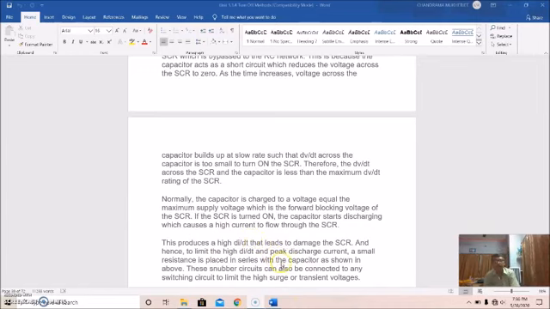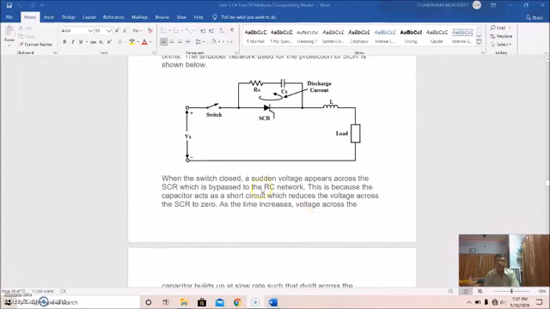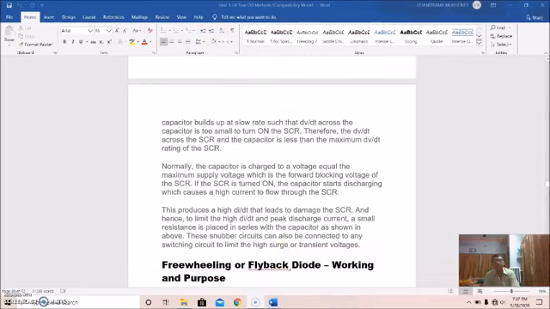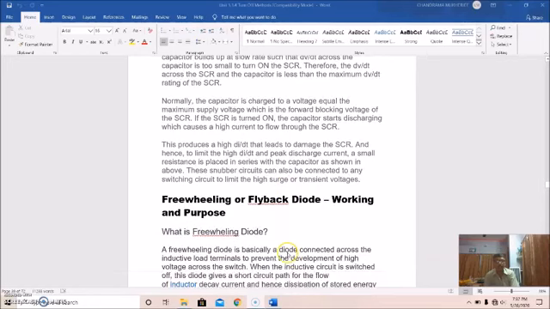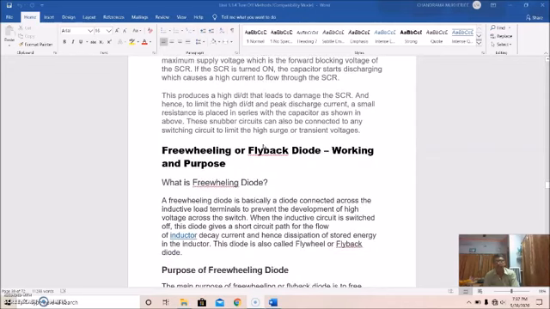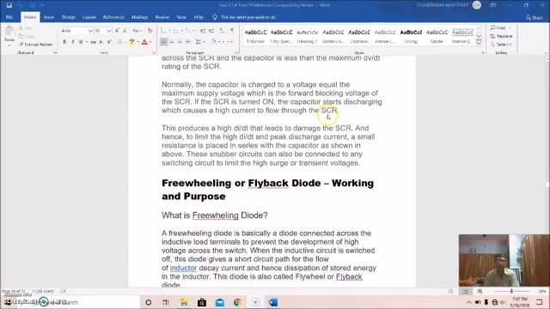This produces a high DIGT that may lead to damage of the SCR. Hence, to limit high DIGT and peak discharge current, a small resistance is placed in series with the capacitor, as shown here. The snubber circuit can be connected to any switching circuit to limit high surge or transient voltage. So that's all about the working of the snubber circuit for DVDT protection, and in series with the SCR, an inductor is provided to protect it against DIGT.